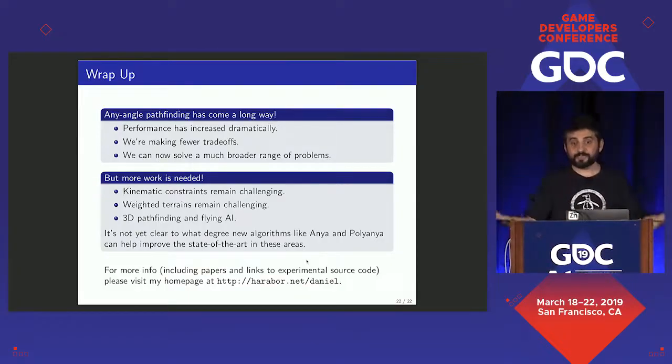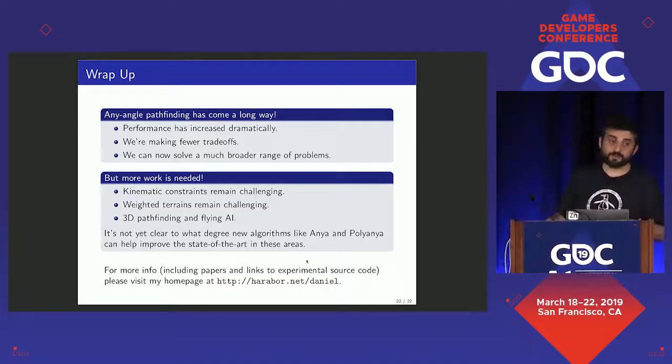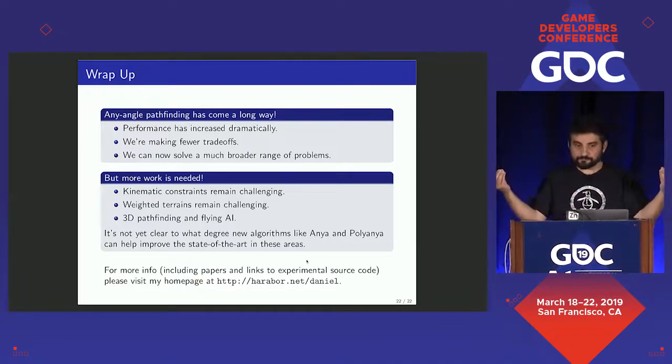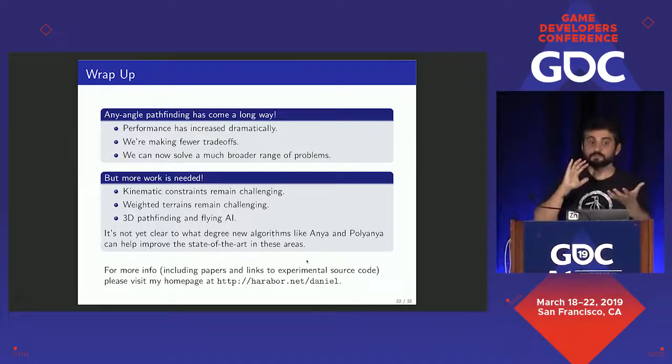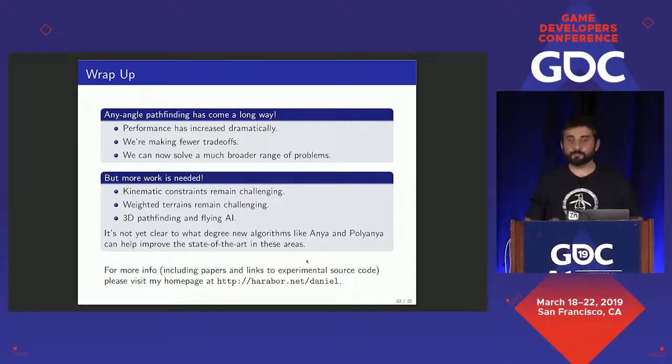3D pathfinding, a flying AI, so maybe some of the lessons that we're learning with Anya and Polyanya could be fruitfully applied to these areas, right? So maybe instead of reasoning about intervals, which are one-dimensional constructs, maybe we can reason in a 3D space, we can reason about planes, right? And maybe projecting planes across polytopes. But it's not clear yet how to do that, how well it works, or if it works.